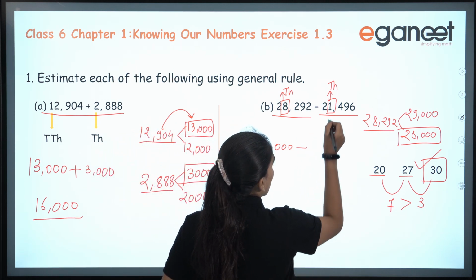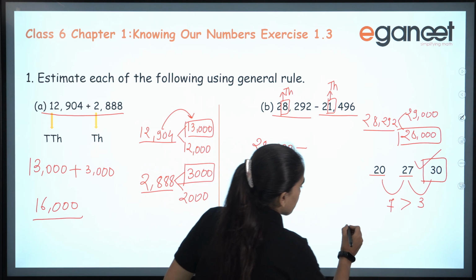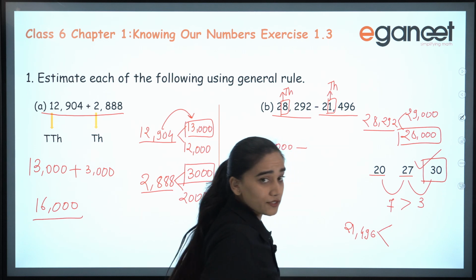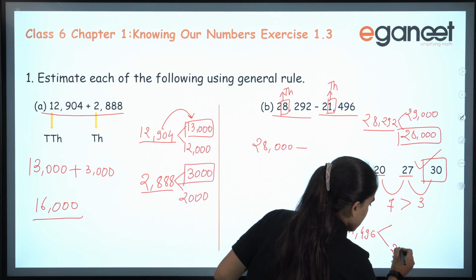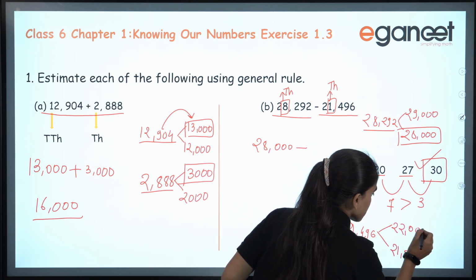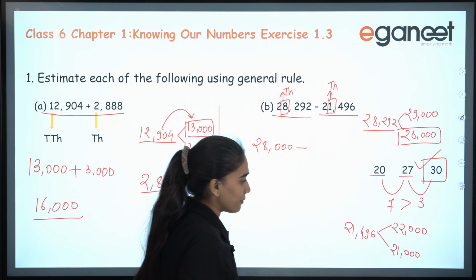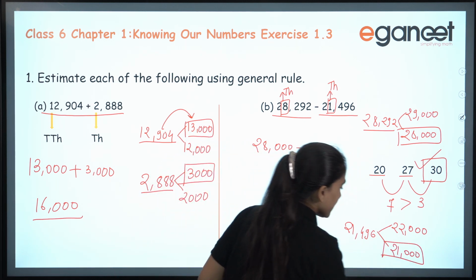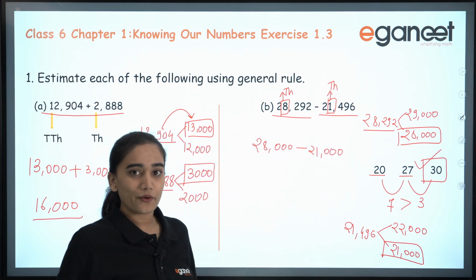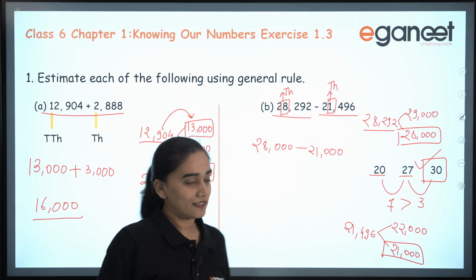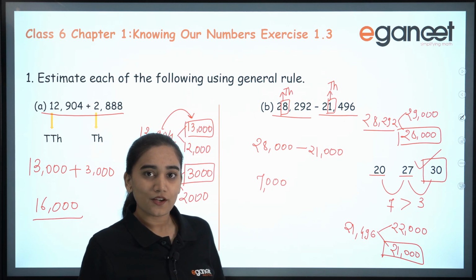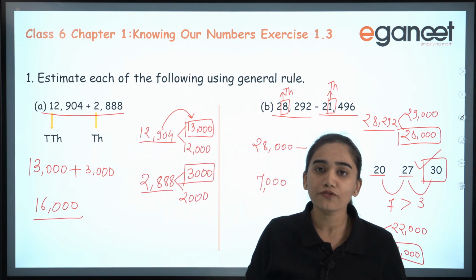Now let us round off the second number, that is 21,496. Which are the two options? Correct. First one is 21,000 and the second one is 22,000. Tell me which one is the nearer? Clearly 21,000 is the best approximation for the given number. Now it is very easy to subtract the two numbers. On subtracting, you will get 7,000. So I hope you are very clear with the concept of rounding off.